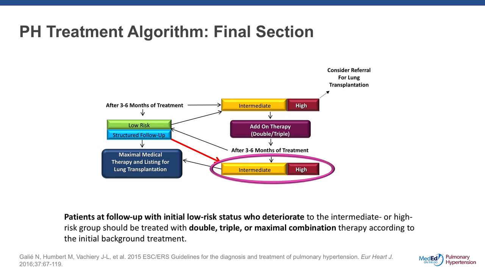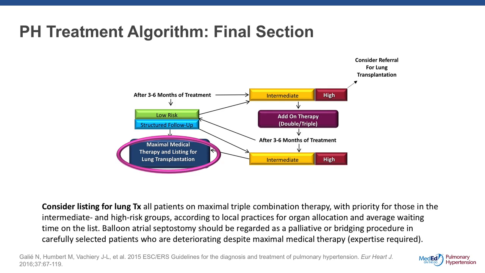The point is you need to continuously reassess them and try to keep them in the low risk group. And if a patient is on maximal medical therapy and still in an intermediate or high risk group, one needs to consider listing for lung transplantation. The other things that could be considered are balloon atrial septostomy as a palliative procedure or a bridge to transplant in carefully selected patients, although remember this is a very high risk procedure for which a lot of expertise is required. So that's a summary of the algorithm.